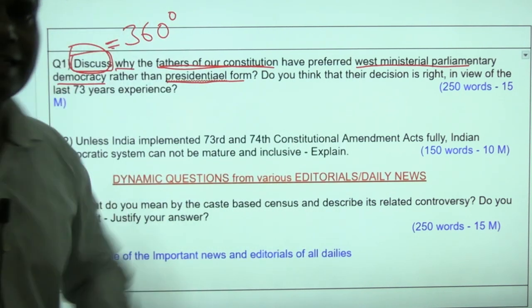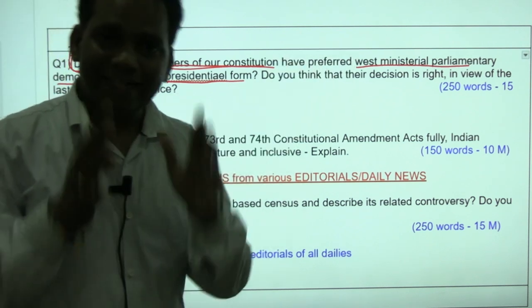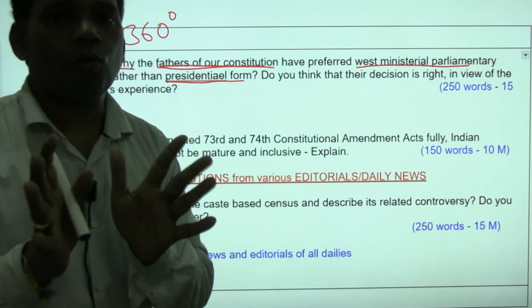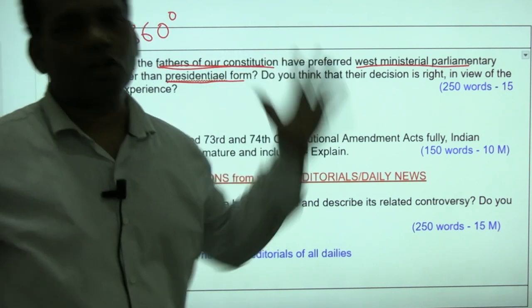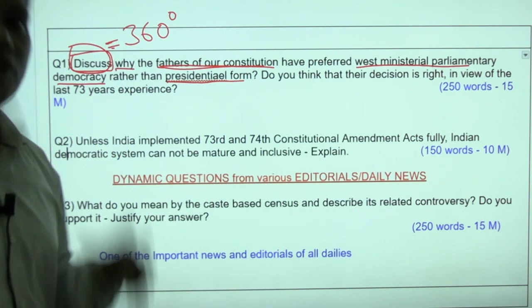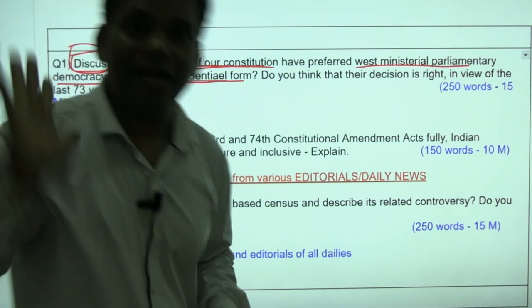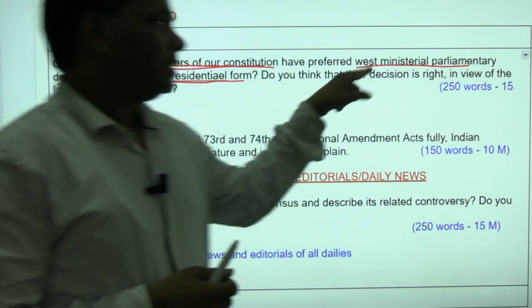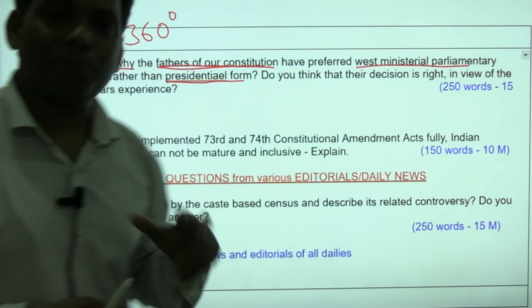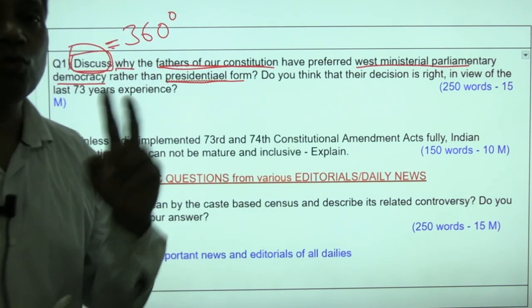The reasons are certain. Number one, the first and foremost reason is India. Here India is not a simple noun. You should understand the concept of India, its social, economic, political and cultural roots. In that context, I am using the word India. India had experience with this Westminster parliamentary type of government for around two centuries in the British rule.